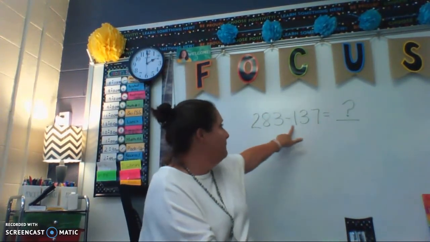So now I have to go to the hundreds place. And the hundreds place says that I need to go 2 minus 1. And remember a while ago we had 2 hundreds. Can I take 1 away? Sure I can. 1 away. How many am I left with? 1. So if you got the final answer of 100, 40, 6, then nice job. Very good.